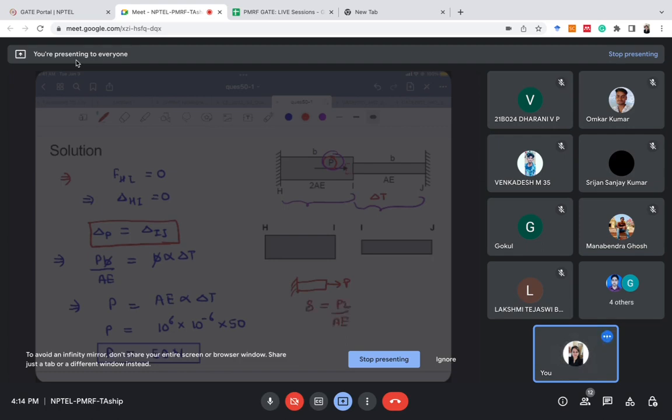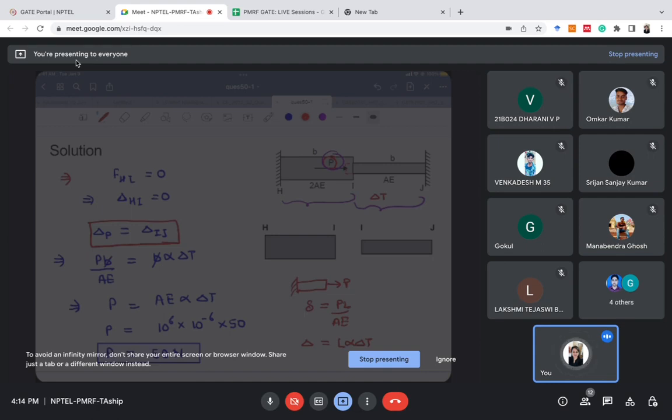Everybody knows that, right? So this deformation PL by AE should be equated to the deformation due to the temperature stresses. So what is the deformation due to temperature stresses? We have seen that the deformation due to temperature stress is equal to L alpha delta T, where L is the length of the bar, alpha is the coefficient of thermal expansion, and delta T is the increase in temperature.